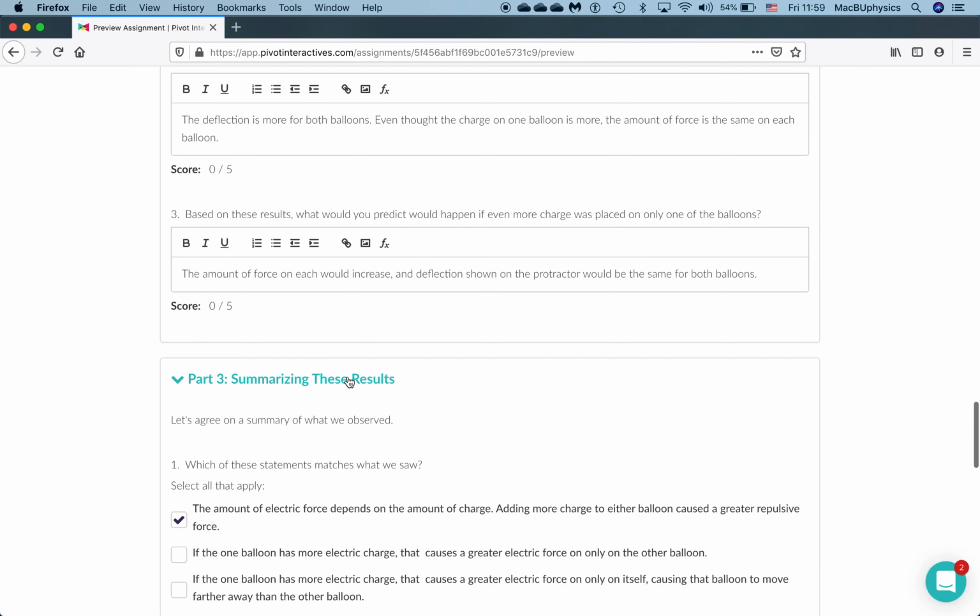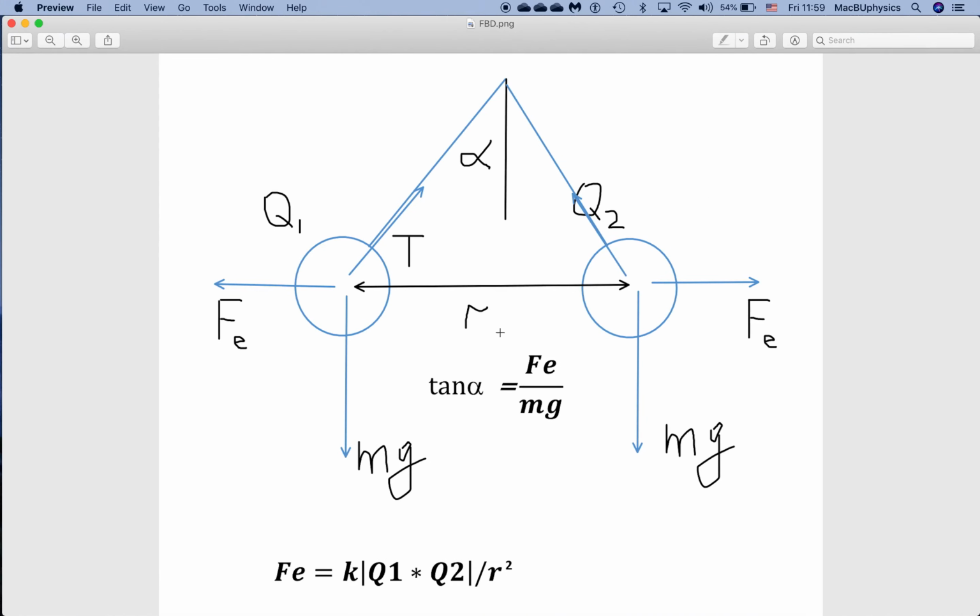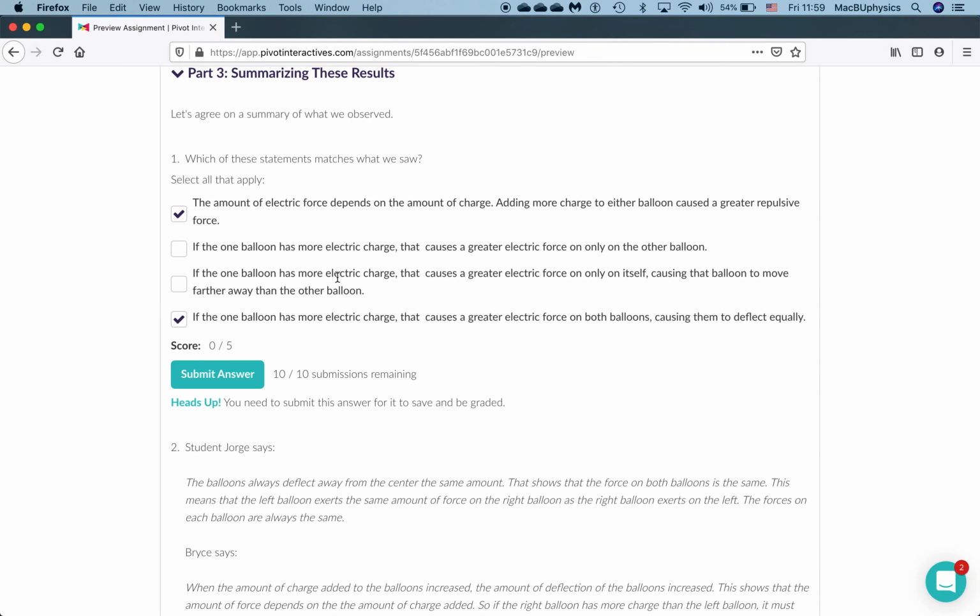And well, the amount of electric force depends on the amount of charge. That is correct. Adding charge to a balloon makes it stronger, increases force. If the one balloon has more electric charge, that causes a greater electric force on only one. That's wrong, because Newton's third law says the force should change equally for both.